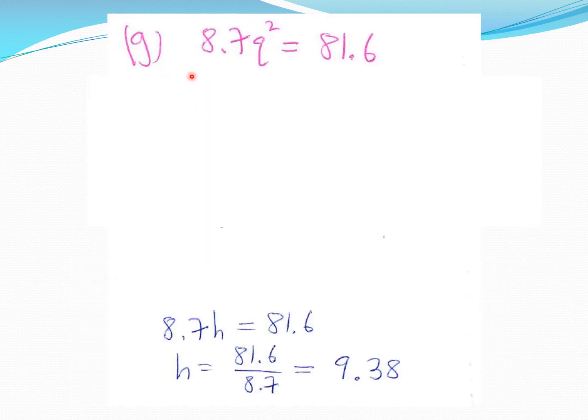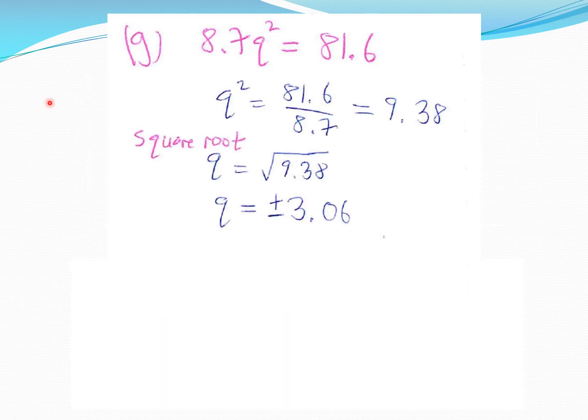Part G, 8.7Q squared equals 81.6. Again, instead of Q squared, if we had 8.7H equals 81.6, H equals 81.6 divided by 8.7 equals 9.38. So for 8.7Q squared equals 81.6, Q squared equals 81.6 divided by 8.7 equals 9.38. So we square root both sides. Q equals the square root of 9.38. Q equals plus or minus 3.06.